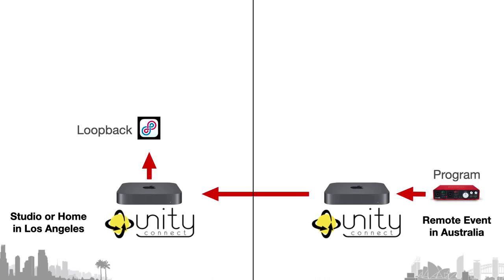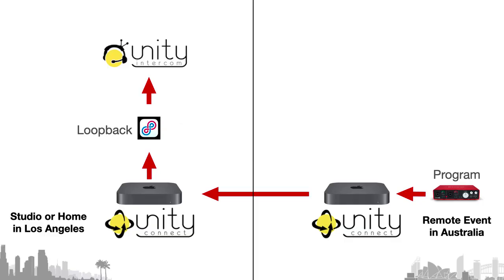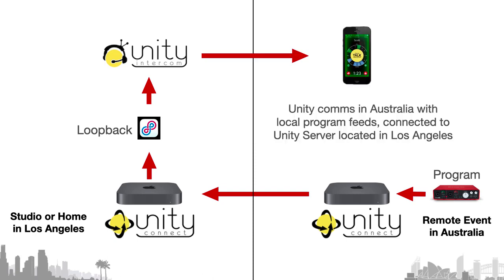Unity Connect, the software, is receiving audio from Australia. It's going to write to Loopback. Unity Intercom, the server, and Unity Connect don't actually talk to each other directly, so Unity Loopback is going to get put in the middle. Unity Connect sends audio to Loopback, and from Loopback, Unity Intercom is going to read the audio and bring that audio into the channels or program feeds for all the people that are on comms.